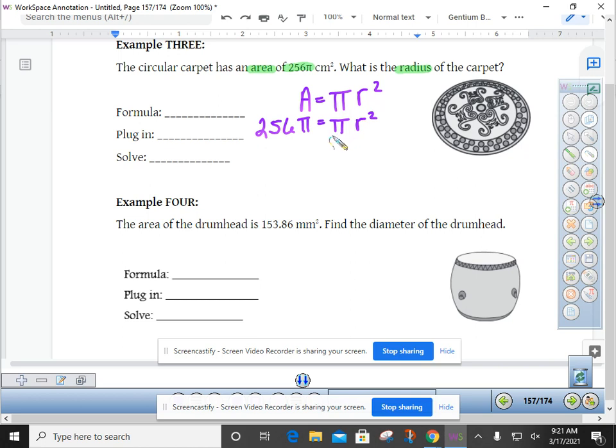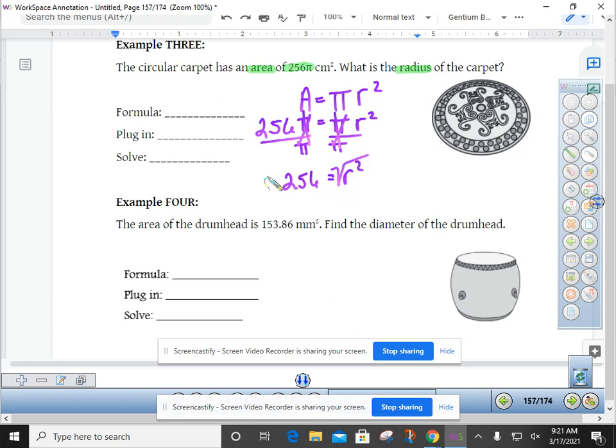So if I divide this by pi, it goes away, right? That goes and becomes a 1. And guess what happens here? It goes away and becomes a 1. So we are left with the radius squared equals 256. Now what?